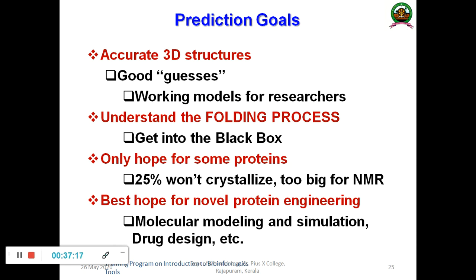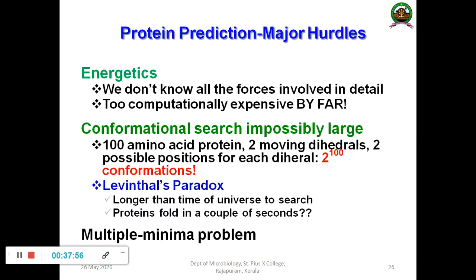You should understand the folding problem, and you should go into the black box of protein chemistry. That is the folding problem. As I told you, even 25% of proteins cannot be crystallized, and they are too big for NMR. Because of all these things, you need to carry out a lot of protein engineering exercises, study drugs, molecular targets, and enzyme-substrate relationships, by looking at the 3D structure of the protein.